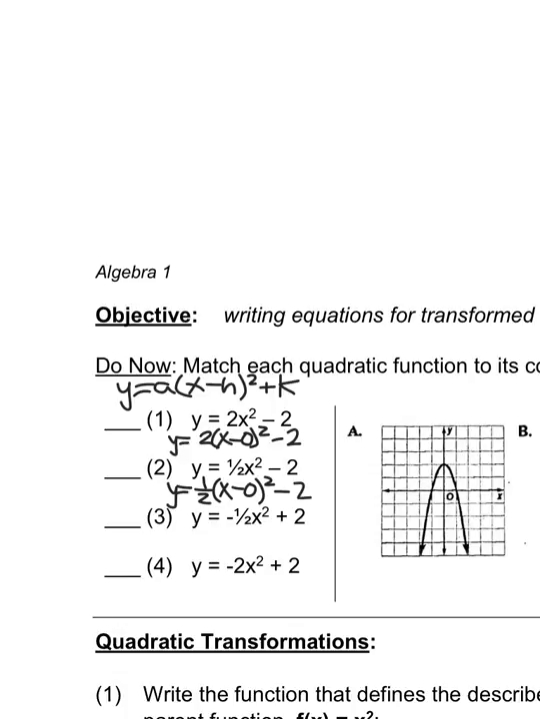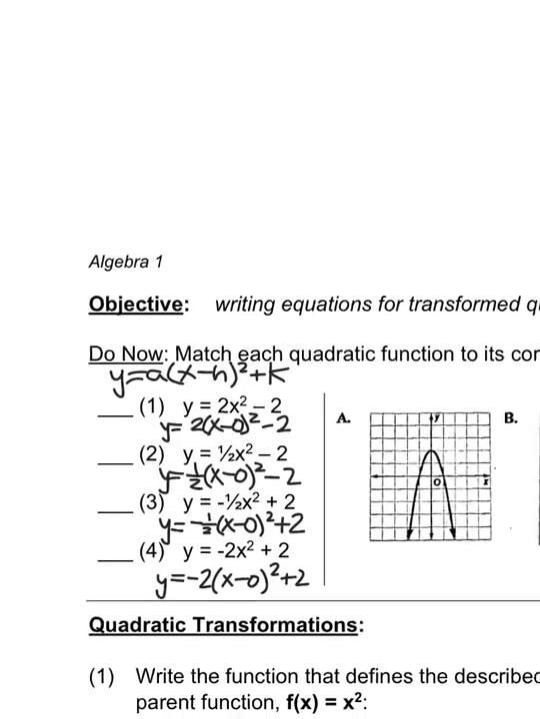And the same would be true for the other ones, where we're just replacing the h value with a 0 to make it a little bit more obvious what the vertex is. Y equals negative 1/2 x minus 0 squared plus 2. Y equals negative 2 x minus 0 squared plus 2. Now each one of these is going to correspond with a graph.